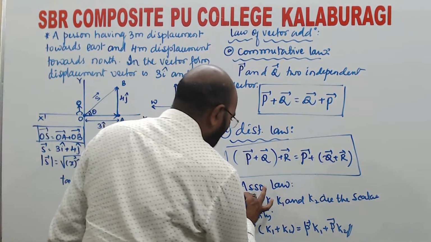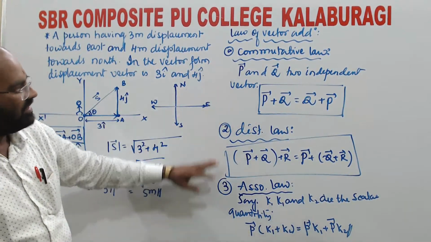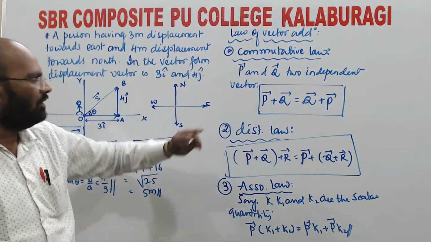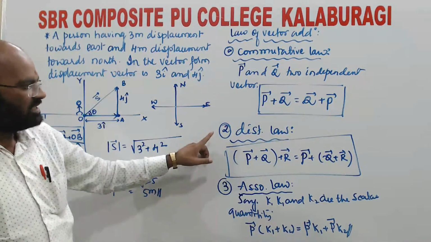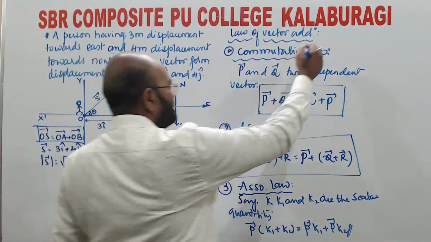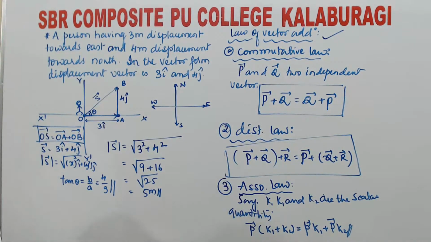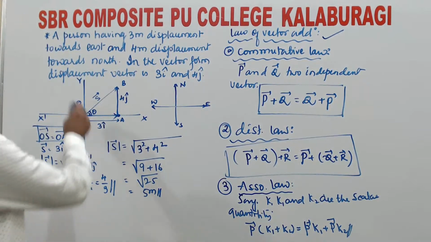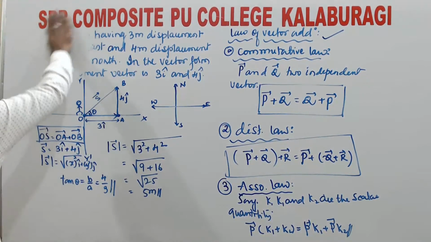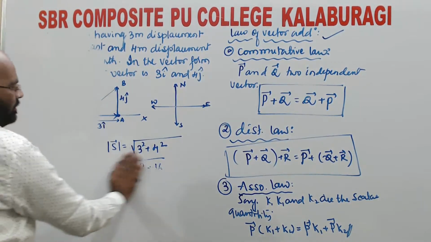It is called what? An associative law. Hence, addition of two vectors completely satisfies the three important laws. The one is called commutative law, second is called distributive law, third is called associative law. And once it satisfies all three laws, then it is called a perfect vector. Therefore, now we have the second one, that is called law of subtraction of a vector. It is also called subtraction of two vectors.